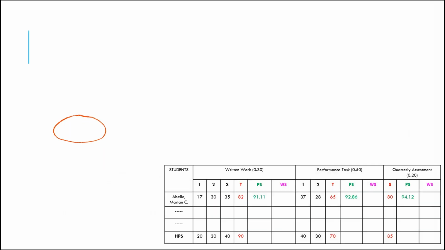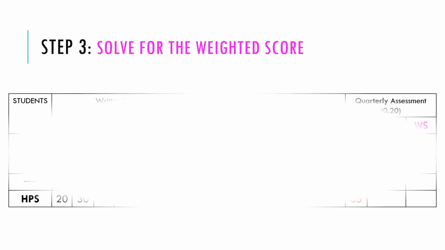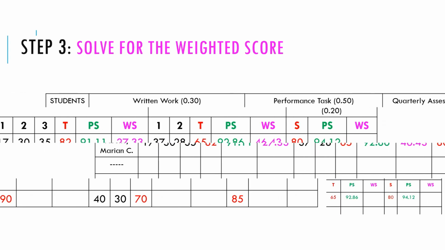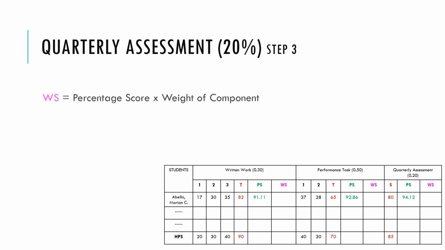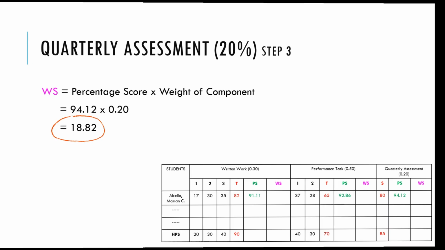While in performance task, since the weight is 50%, we have 92.86 times 0.50 is equal to 46.43. And lastly, in quarterly assessment, with a weight of 20%, we have 94.12 times 0.20 is equal to 18.82.